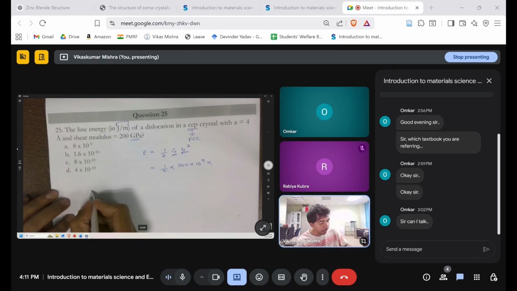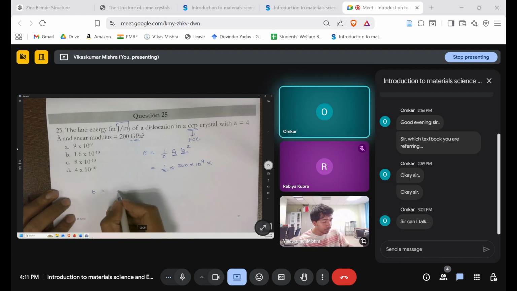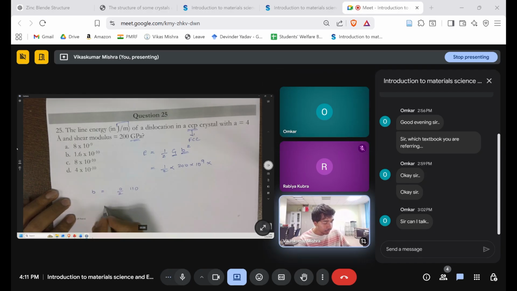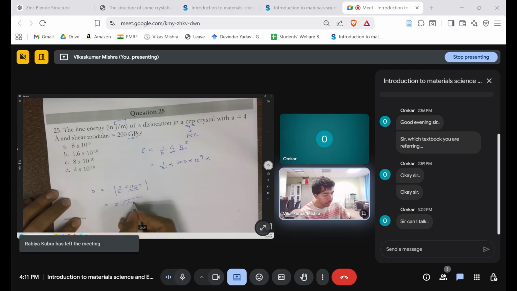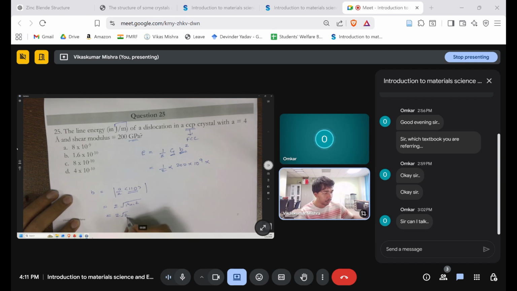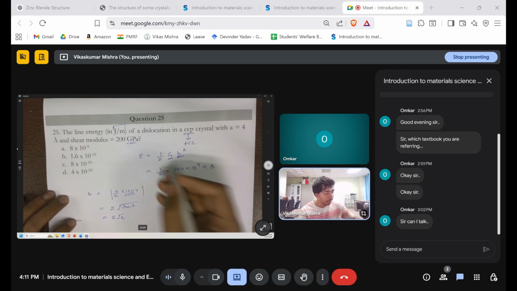So what will be the Burgers vector for the FCC? Half of 110. Yeah, so half of 110. We have to find the magnitude of this. A is given to us, 4. 4 by 2 is nothing but 2 and it's nothing but the root 2, right, root over 1 square plus 1 square. So here 2 root 2 we can say. We have to substitute this over here as B square. We need to find the B square. It is 4, 4 times 2. It is 8. But the unit will be nothing but Angstrom over here.